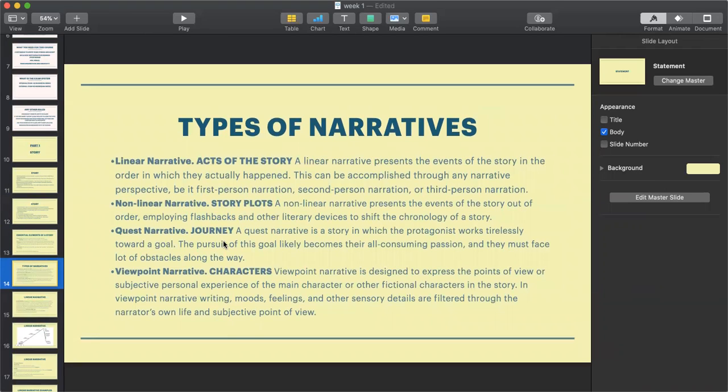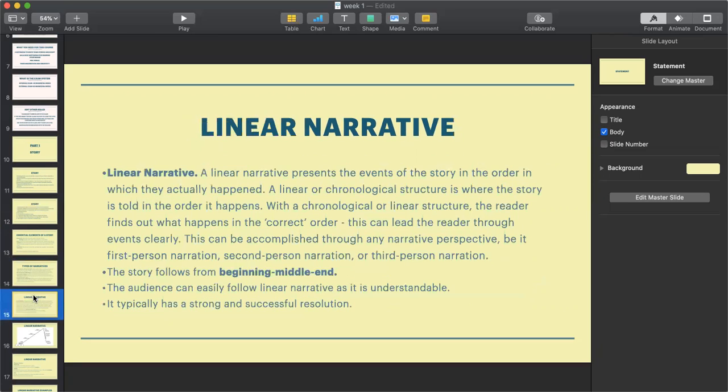Quest narrative, a journey, right? A quest narrative is a story where the protagonist works tirelessly towards a goal. He's going somewhere, right? It's a journey, basically. He wants to achieve something. So it's like a journey. Viewpoint narrative is when you're talking about the characters' emotions, internal struggle, feelings, the moods, etc.